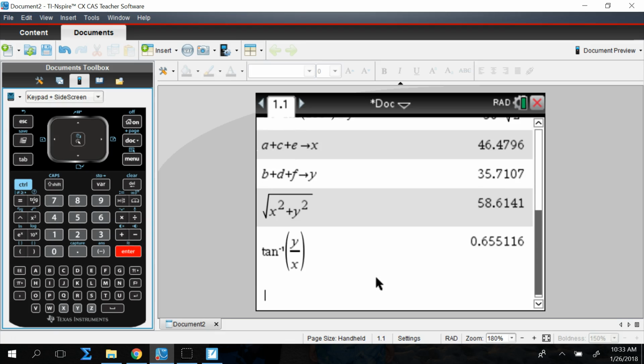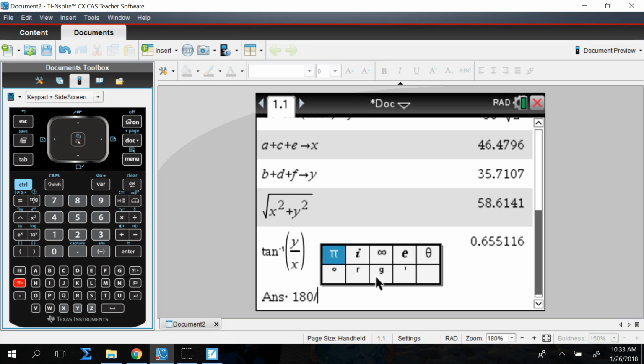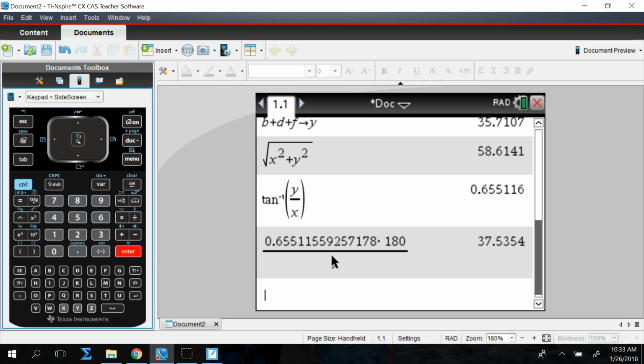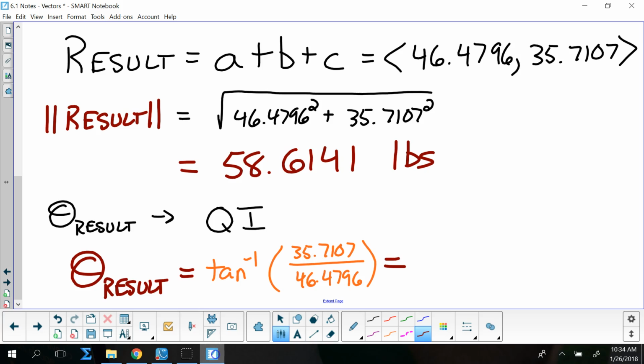But what's wrong with that? That's in radians, right? So I've got to convert it. I've got to multiply that by 180 and divide it by pi, which gives me 37.5354 degrees.